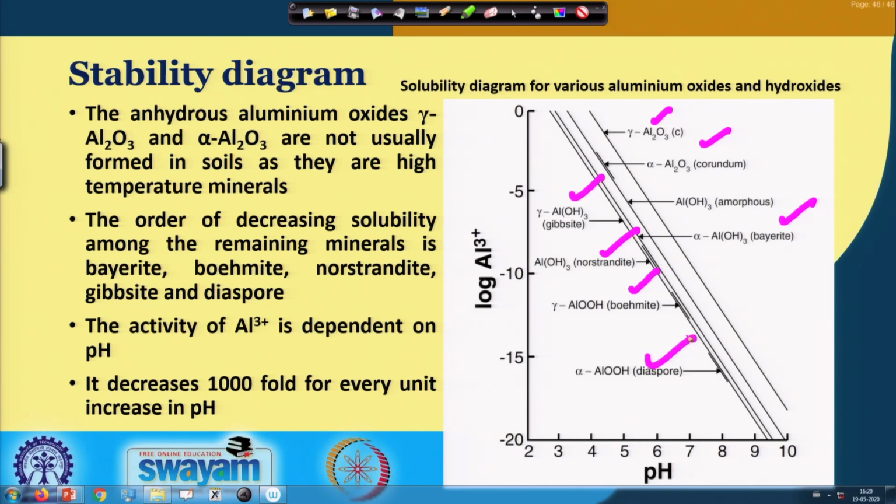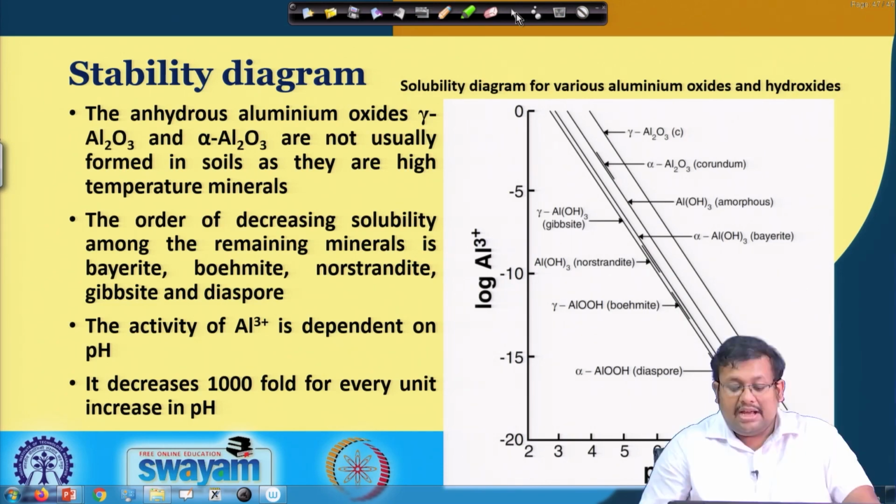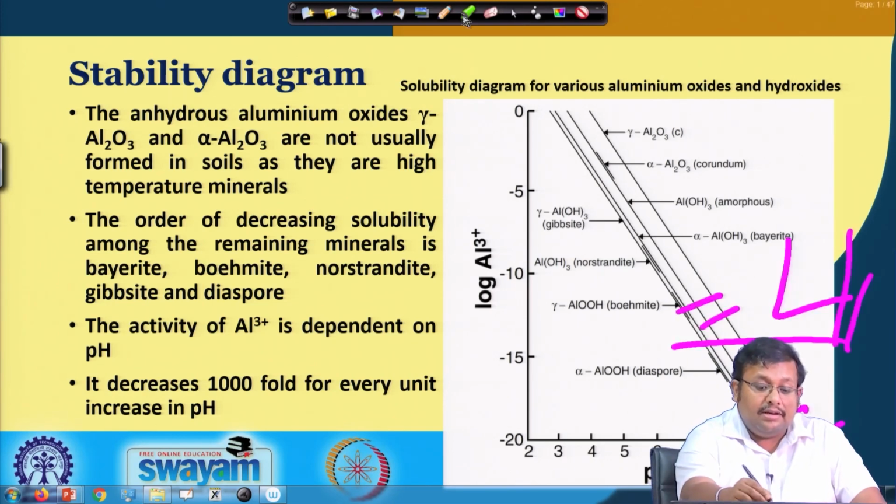and then diaspore. So, obviously, the activity of Al3+ is dependent on the pH, and it decreases 1000-fold for every unit increase in pH. As you can see, at every unit increase in pH, the activity of Al3+ decreases 1000-fold. So, using this stability diagram we can see which mineral form is stable at which condition, and we can basically identify the dissolution or solubility of that particular element at that particular pH condition.